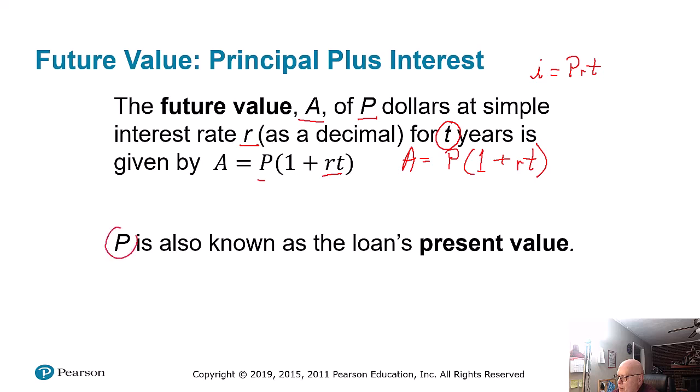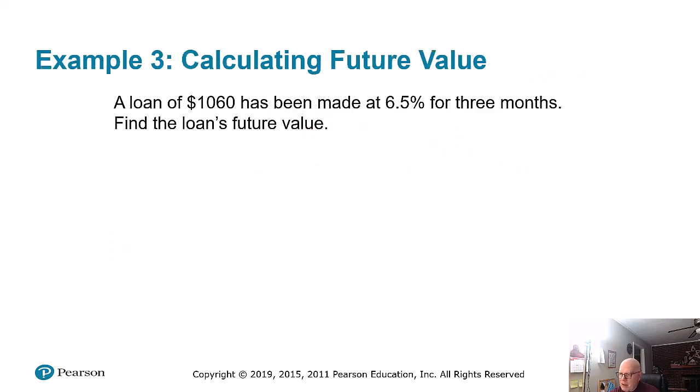Fortunately, principal is also known as the present value. If we're looking into the future, this is how much we put in the present. So principal and present value are the same thing. So let's go for an example using this. We've got a loan of $1,060. There's our principal at 6.5%. There's our rate as a decimal, and it says 3 months.